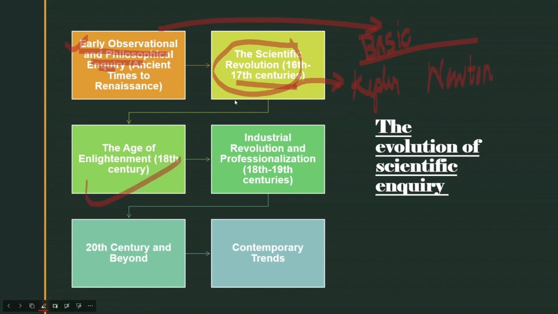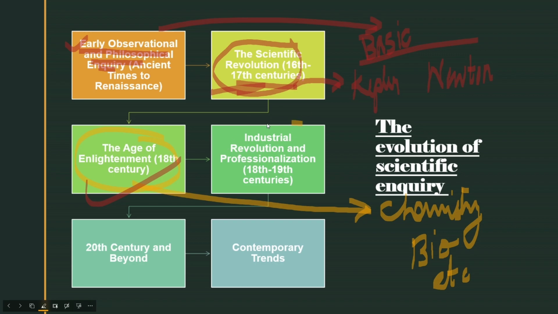Then comes the age of enlightenment, the 18th century. This was an enlightenment for thinkers to advocate for reason. It was also the time when the modern scientific disciplines were developed, like chemistry, biology, and physics, with some specific journals and some specific societies. So that was the age of enlightenment.